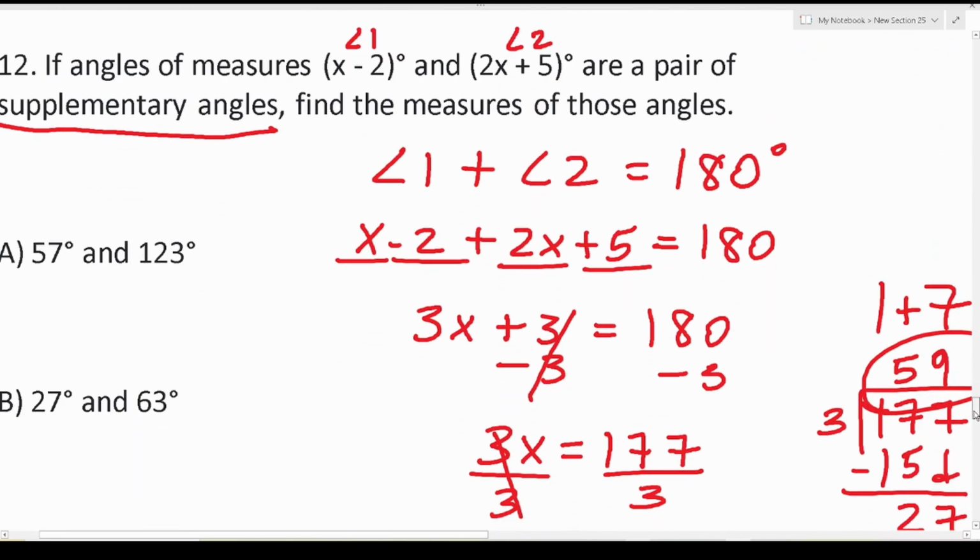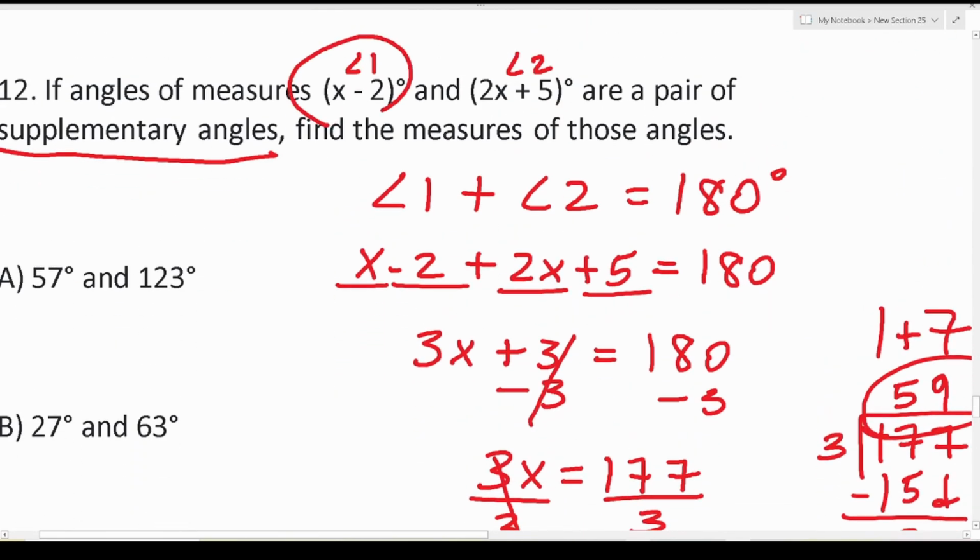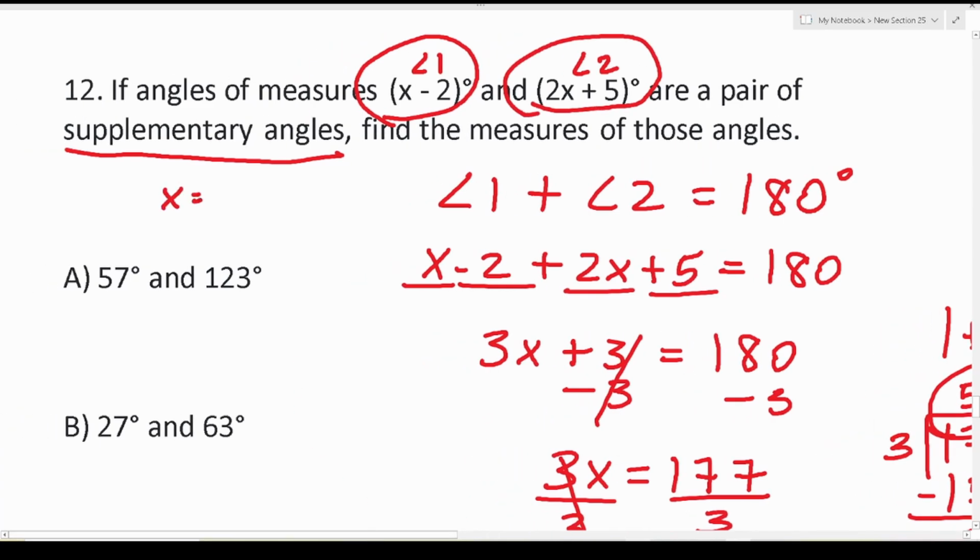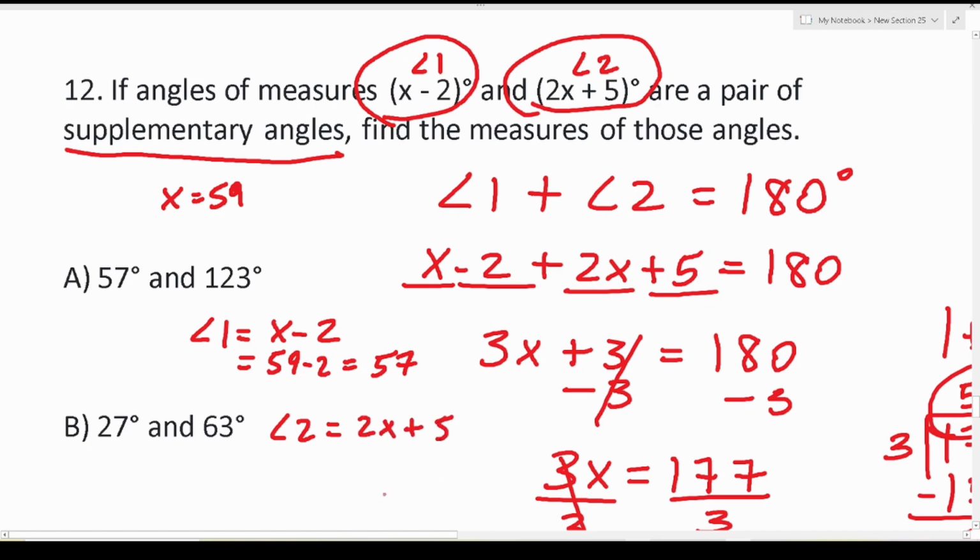It's not, because, again, angle 1 is x minus 2, whereas angle 2 is 2x plus 5. And again, we know x is 59, so we're going to have to plug in x here to finally get our answer. And let's go ahead and do that very quickly. Again, angle 1 is x minus 2. We found x to be 59, so this is 59 minus 2. 59 minus 2 is 57. Okay? We're going to do the same thing for angle 2. Again, angle 2 was 2x plus 5. We know x is 59 in this case, so this is 2 times 59 plus 5.